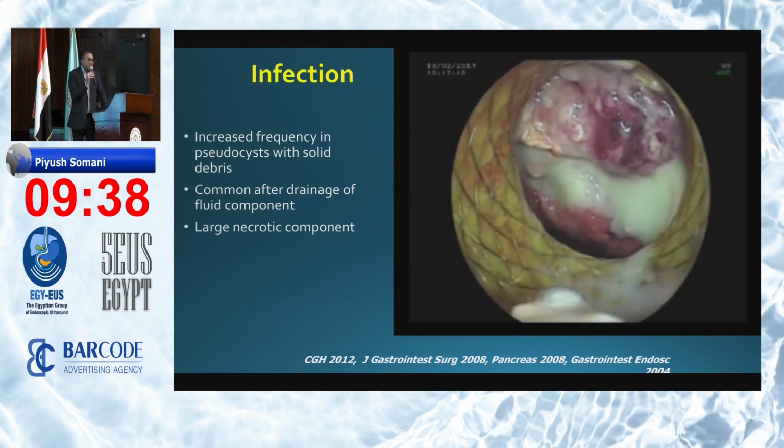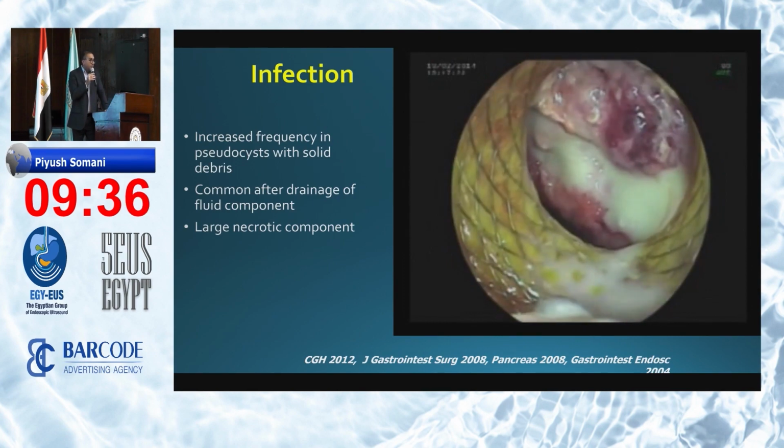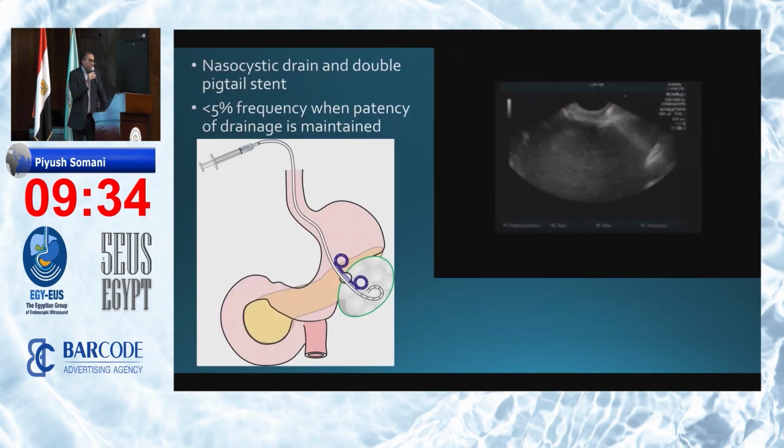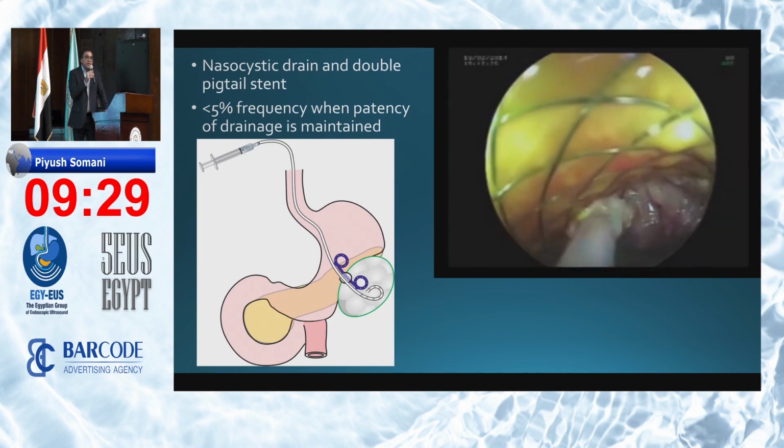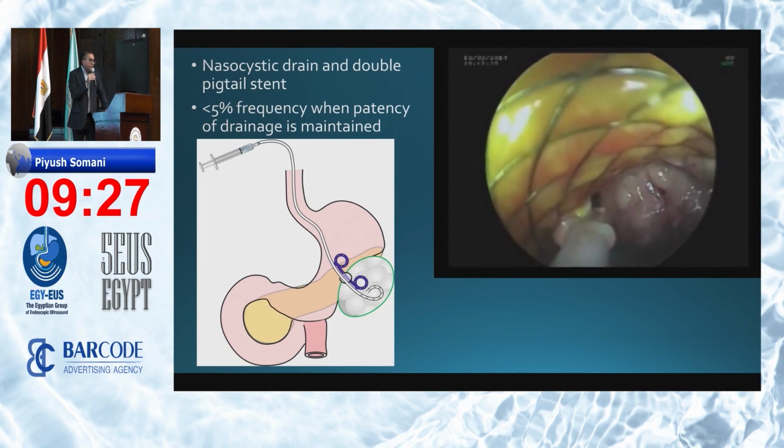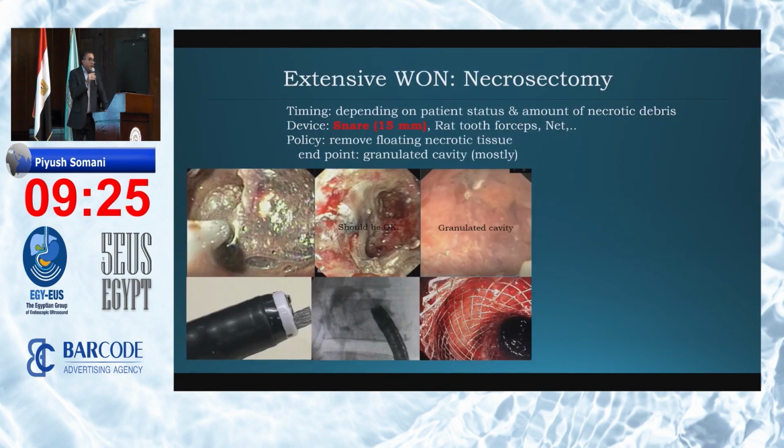Sometimes it can happen if there is a necrosis. In such cases, you can always put a nasocystic drain, which we discussed also. If infection or fever develops after putting a stent, you need to put a nasocystic drain. Necrosectomy is usually performed after a few days or maybe in the same session. Usually we prefer to do it later on.